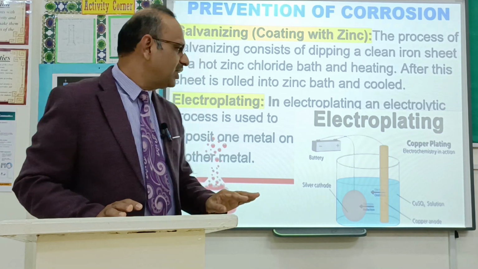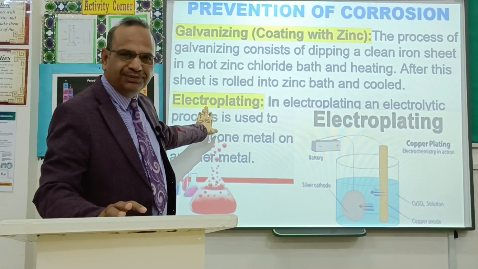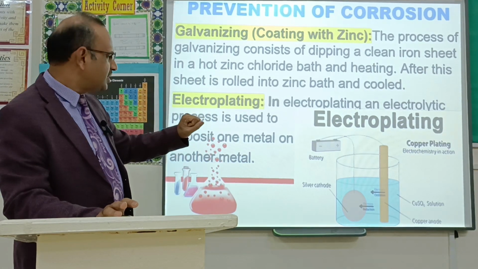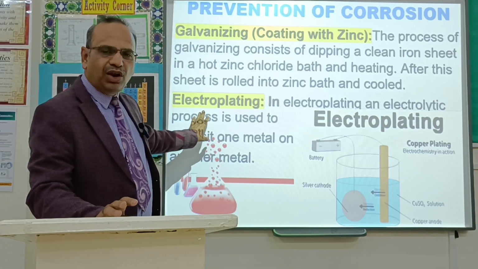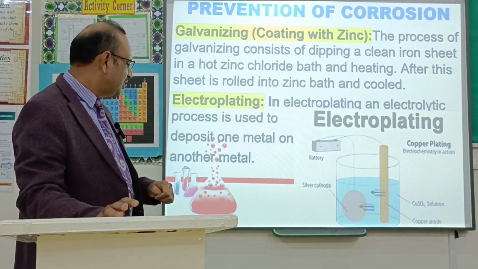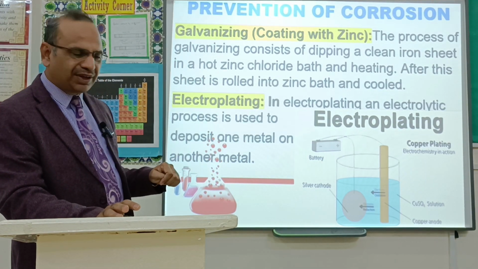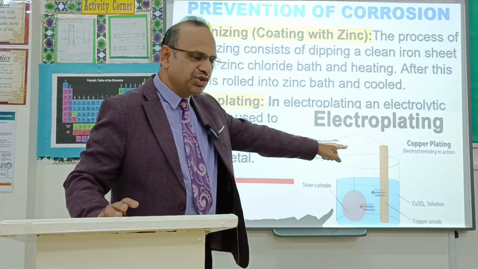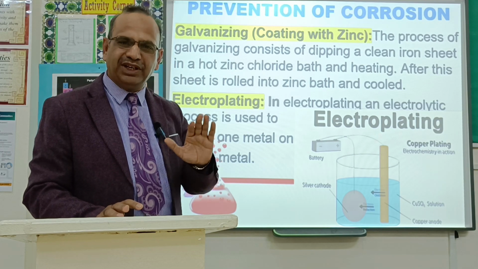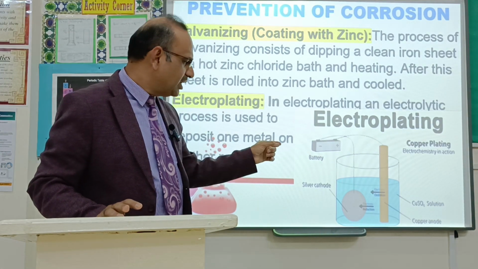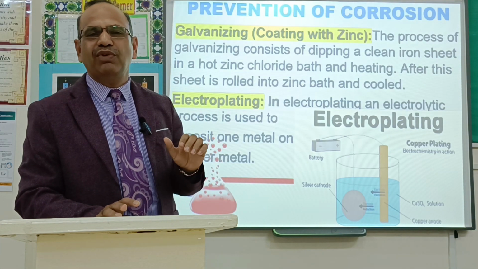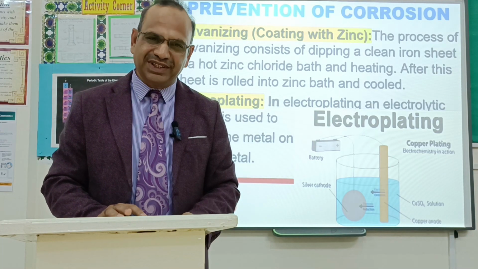Last, electroplating. Electroplating is an electrolytic process. A layer of one metal can be deposited on another metal. We have already talked about this one. Whichever metal you want to electroplate should be connected to the negative terminal of the battery. It should be the cathode. And the metal which you want to deposit should be the anode. And we will use an electrolyte of the same metal.